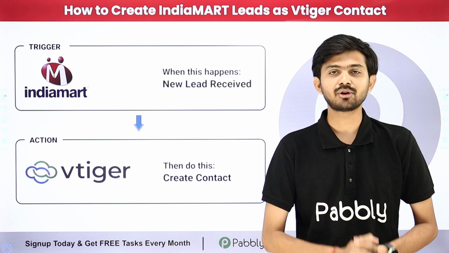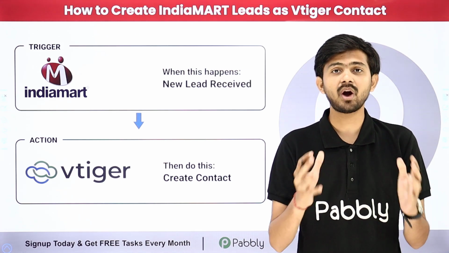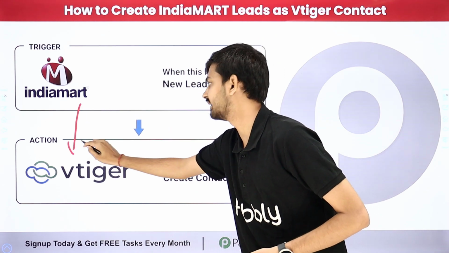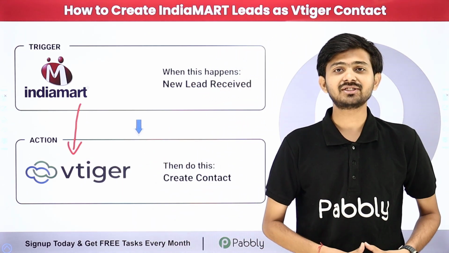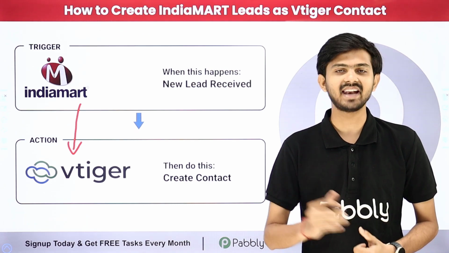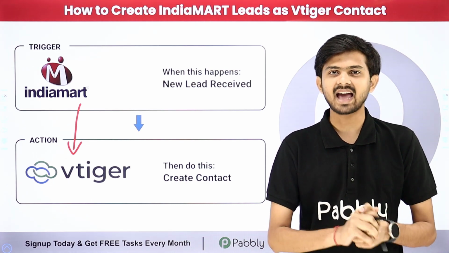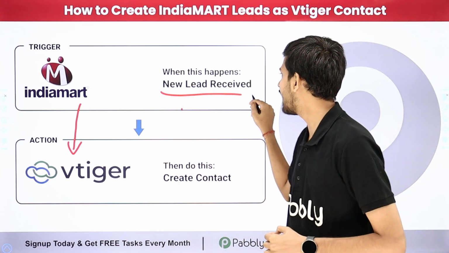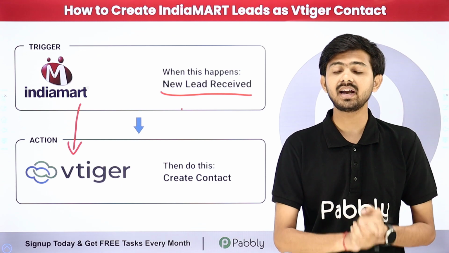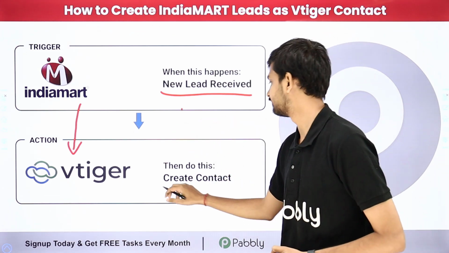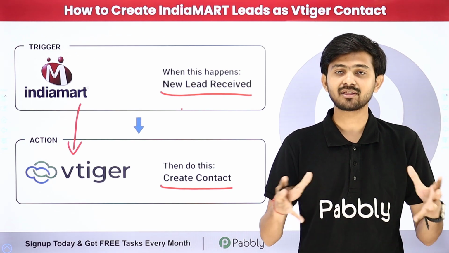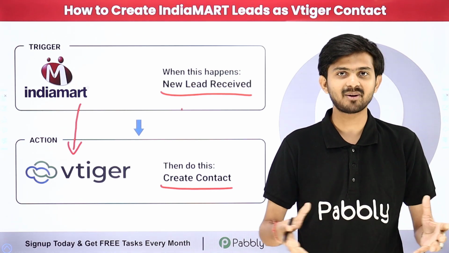So here for doing this automatically and for my objective, what I need to do is I need to build a connection between IndiaMART and Vtiger. So for building this connection, I'm going to use Pabbly Connect, which is an amazing software for automation and integration. Now with Pabbly Connect, as I'm going to receive a new lead through IndiaMART, then automatically by using all the detail of my lead, I'm going to create a new contact in Vtiger. So how I'm going to build this connection and how I'm going to build this automation, for that, let me take you to my computer screen.